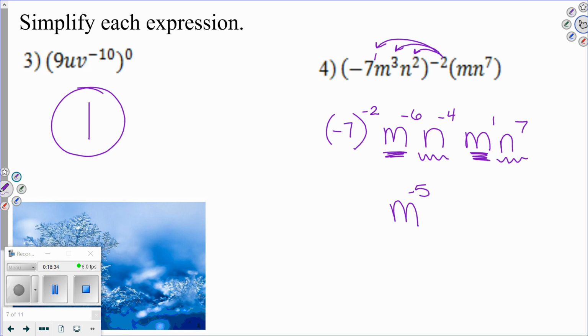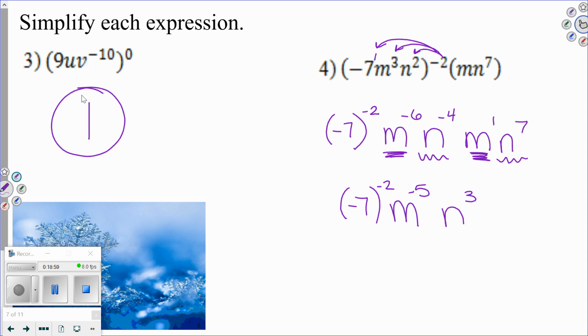And then you have n's that are the same. So again, we'll add their exponents. -4 plus 7 is 3. Okay, so I put all that together, and I still have this weird -7 to the -2 that's throwing some of you. Hold that thought. I will talk about it. Okay, but at that step, all I did was put my like stuff together. Okay?